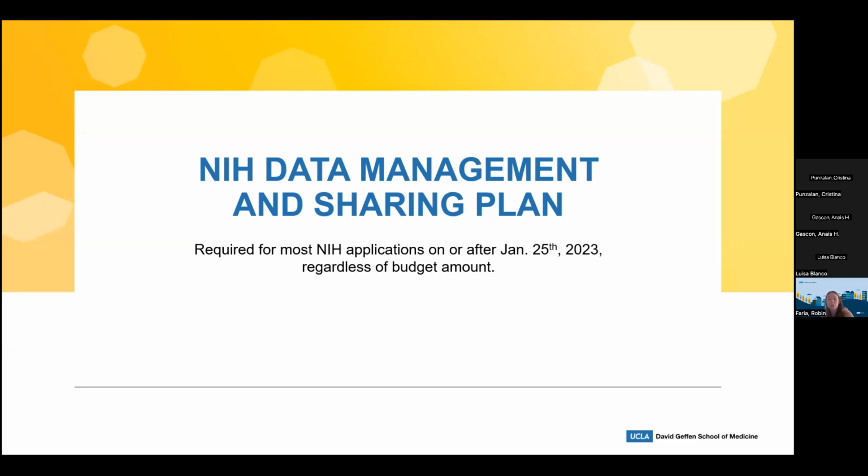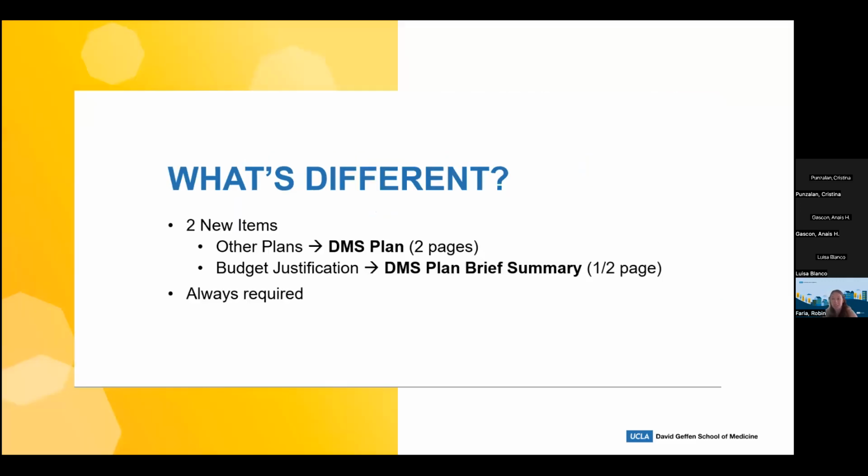So for those of you kind of familiar with NIH grant applications before, what's really different, right? There's essentially two new components. So one is the plan itself. And then along with the plan, there's also this brief summary that is required to be included in your budget justification. And throughout the presentation, I'm going to go over both of these because they both have slightly different requirements, even though they're speaking to the same data management and sharing policy.